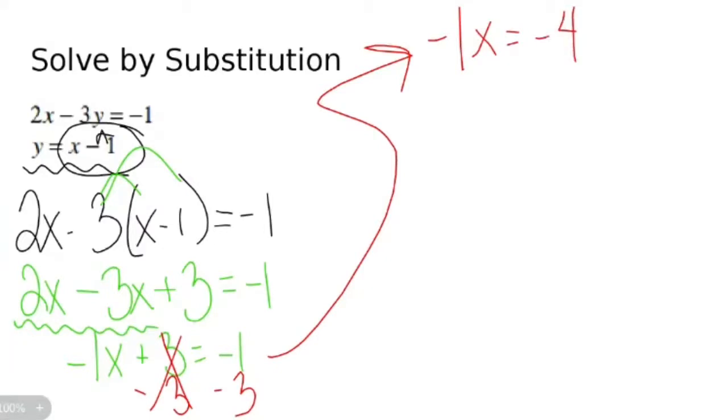Is x all by itself? No. What's in the way? Negative 1. How do I get rid of negative 1? Divide by negative 1, divide by negative 1. And negative 4 divided by negative 1 is positive 4.